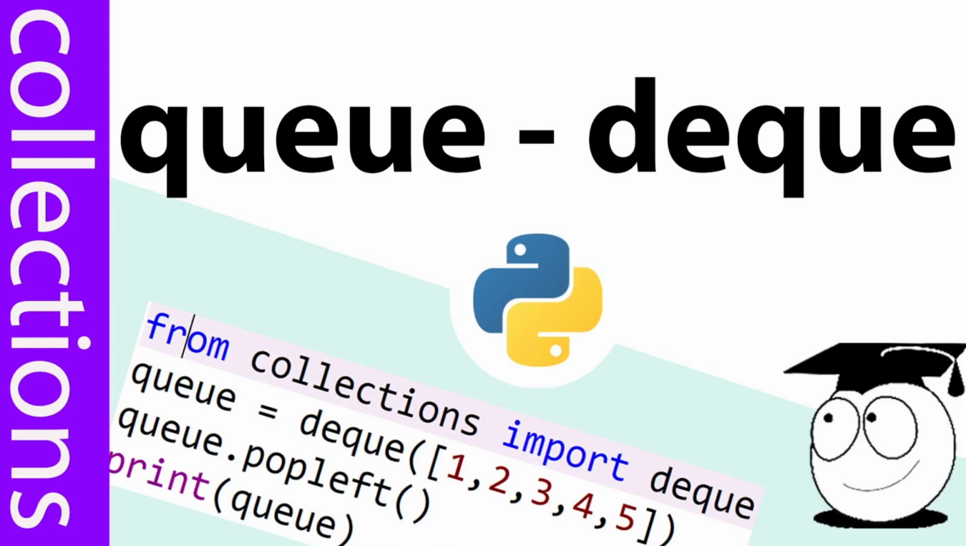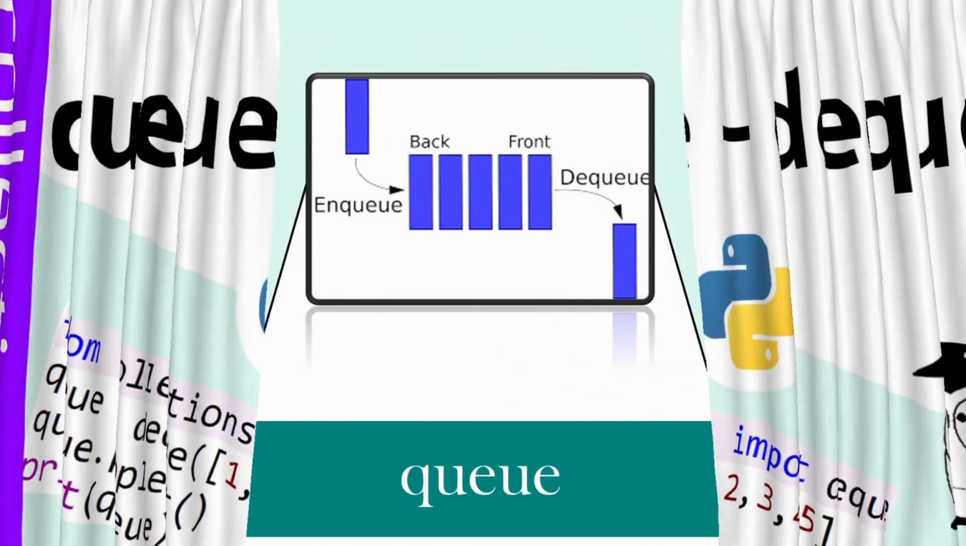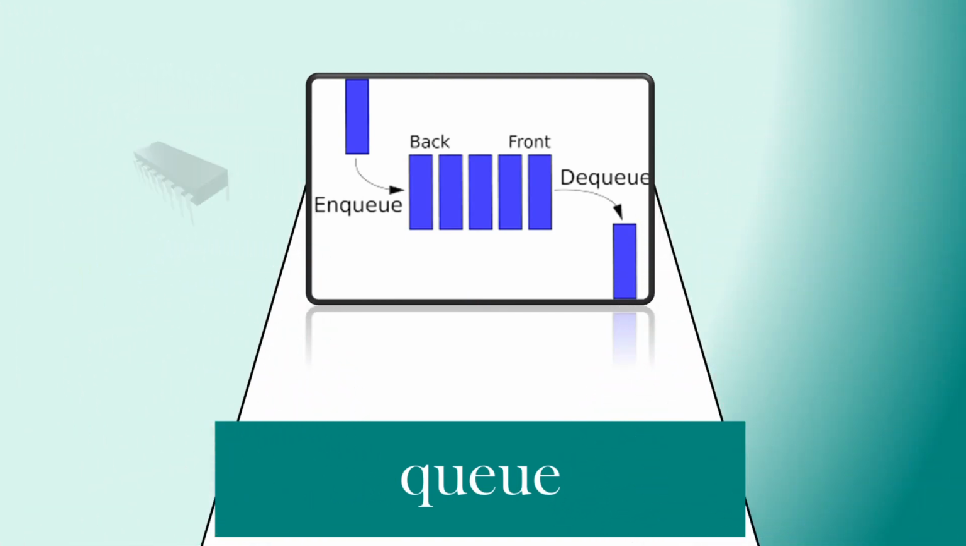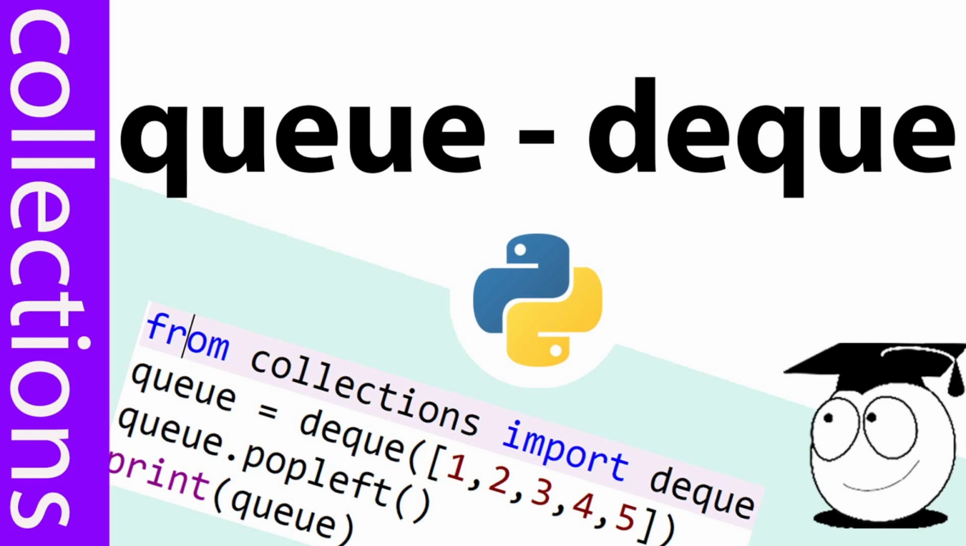Data structures are an important part of programming, and if you want to know about queues, then you need to know about deque. Deque is a double-ended queue from collections, and this video includes what is a queue, why use a queue, and how to use a queue.